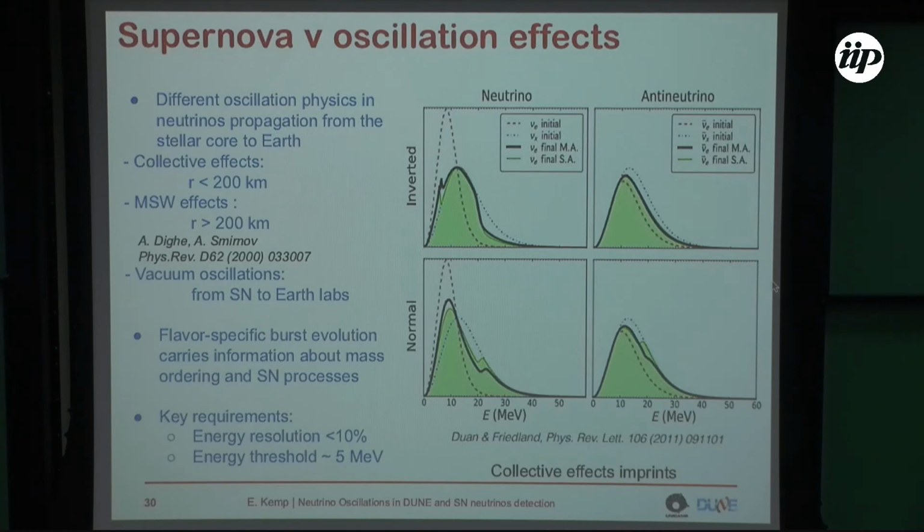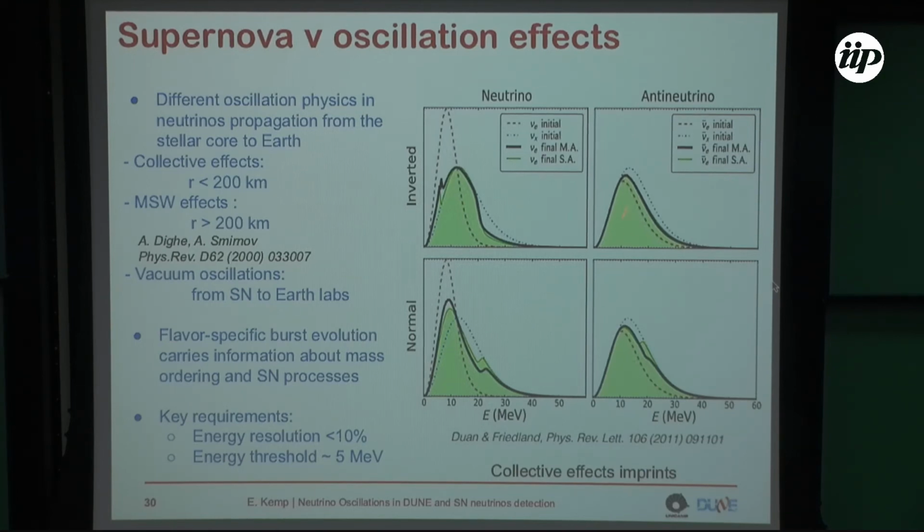Then we have the very well-established effects of the MSW oscillations, with resonances in the supernova profile structure, that was published in 2000. And even at that time, we didn't know the value of θ13. This is a very nice article that I recommend to everyone interested in supernova neutrinos, and keep in mind that nowadays we know the value of θ13. So then we have vacuum oscillations from the supernova to the Earth labs.